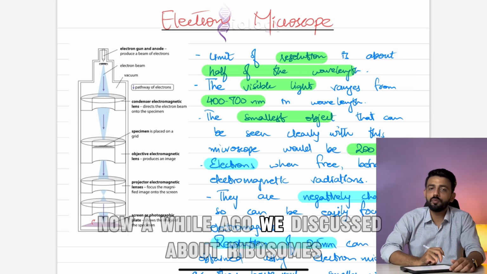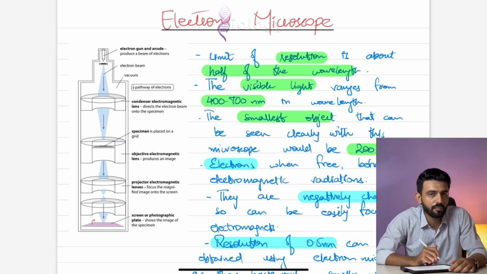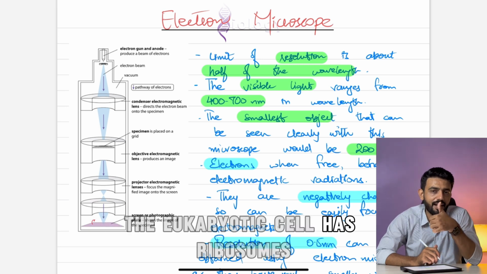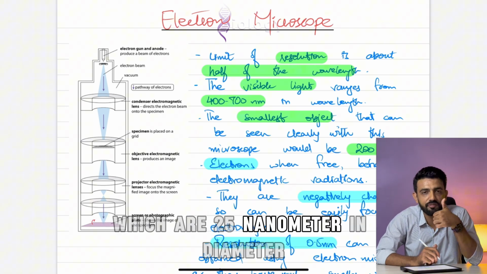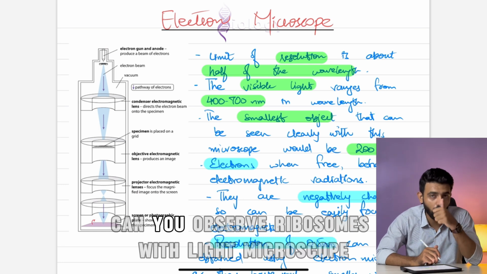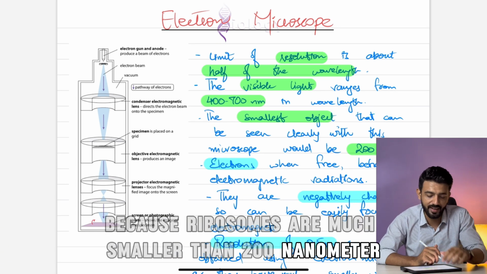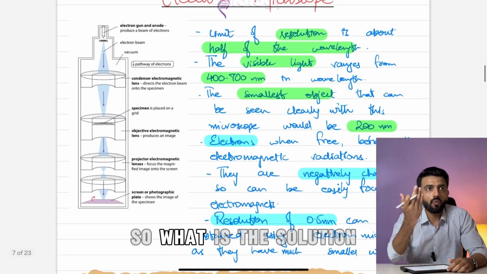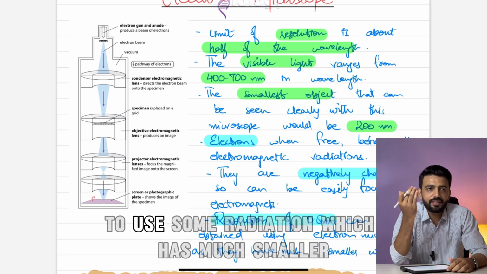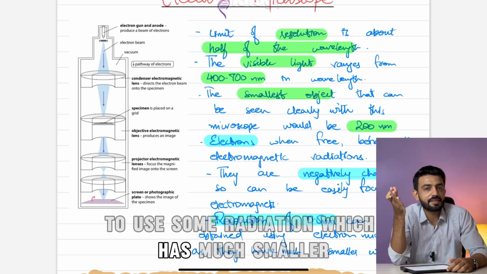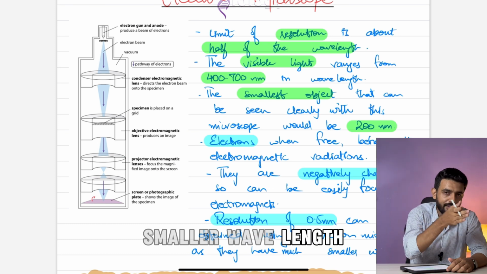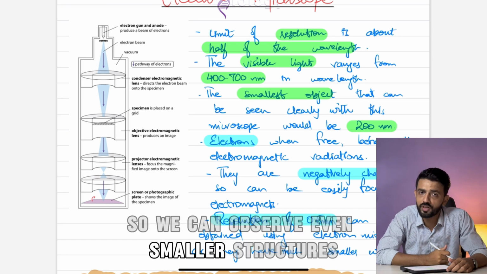Now, a while ago we discussed ribosomes. The eukaryotic cell has ribosomes which are 25 nanometers in diameter. Can you observe ribosomes with a light microscope? No, because ribosomes are much smaller than 200 nanometers. So what is the solution? To use some radiation which has a much smaller wavelength, so we can observe even smaller structures.